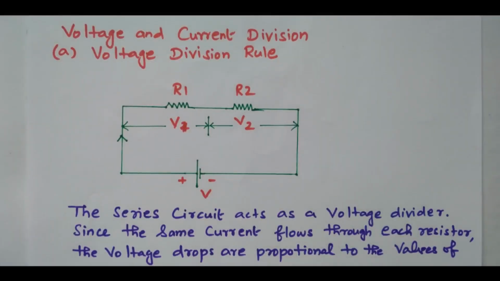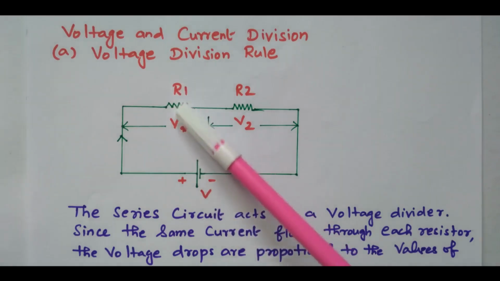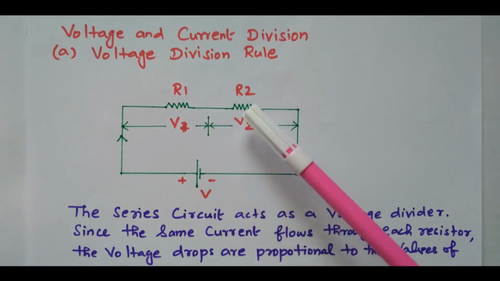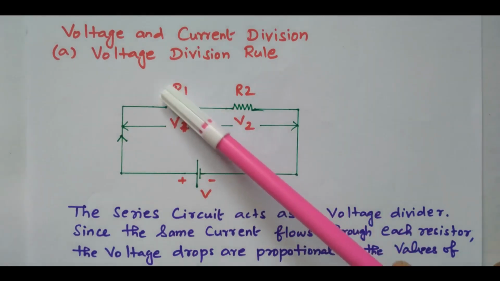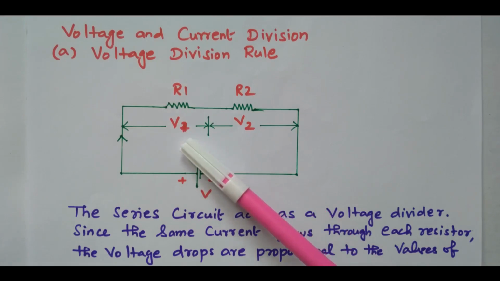Welcome viewers. In this video we'll see the voltage and current division rule. First we'll see the voltage division rule. Here two resistors, R1 and R2, are connected in series, energized by the DC voltage V. Some of the voltage will be dropped across R1 and some across R2, depending upon the resistor value.